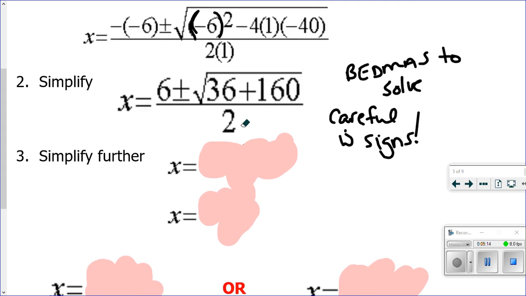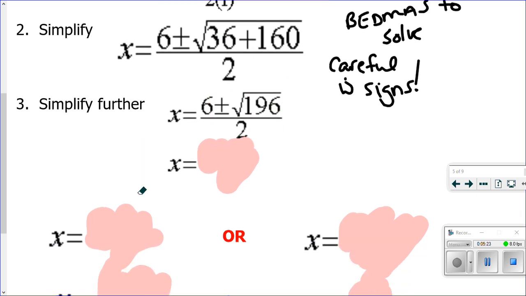There's not much we can do with the 6 and the 2. There's something, but it's not worth doing. So the only thing really left is the 36 and the 60. So we are going to add. We're going to take the square root of the 96, and it's 14.